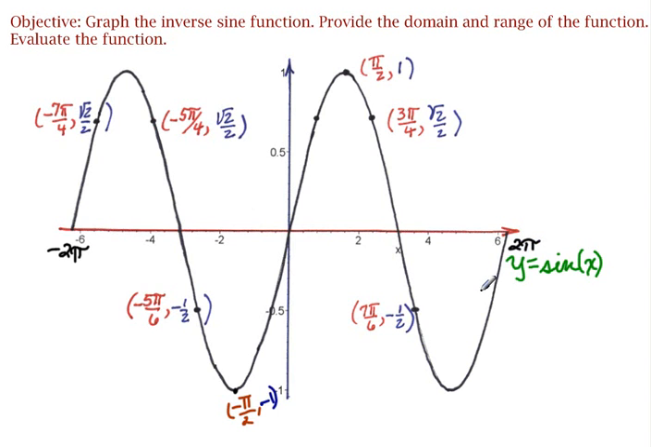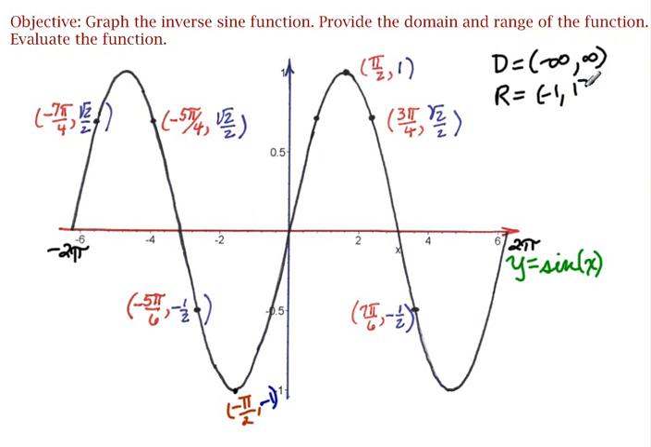But we can solve that problem by restricting the domain of the sine function to a part of the graph that covers all of the y values for sine. So let's just go back and review this. We know that the domain is negative infinity to infinity. The range is from negative 1 to 1.